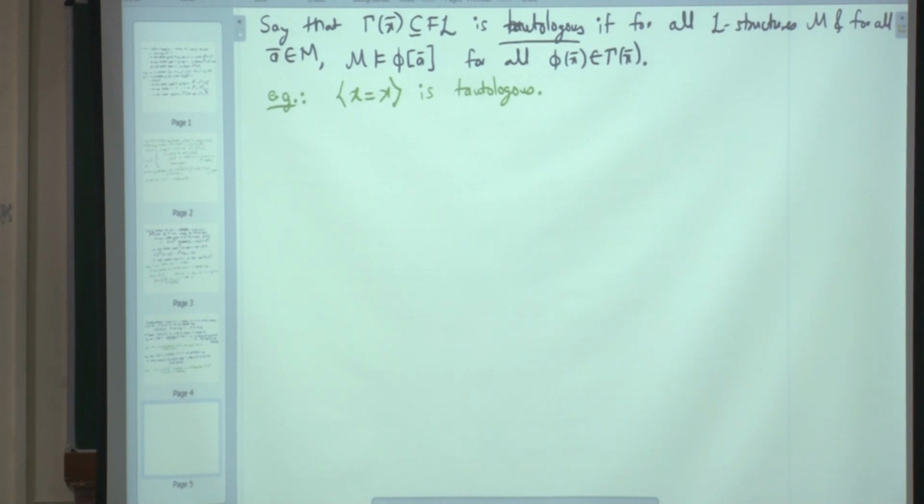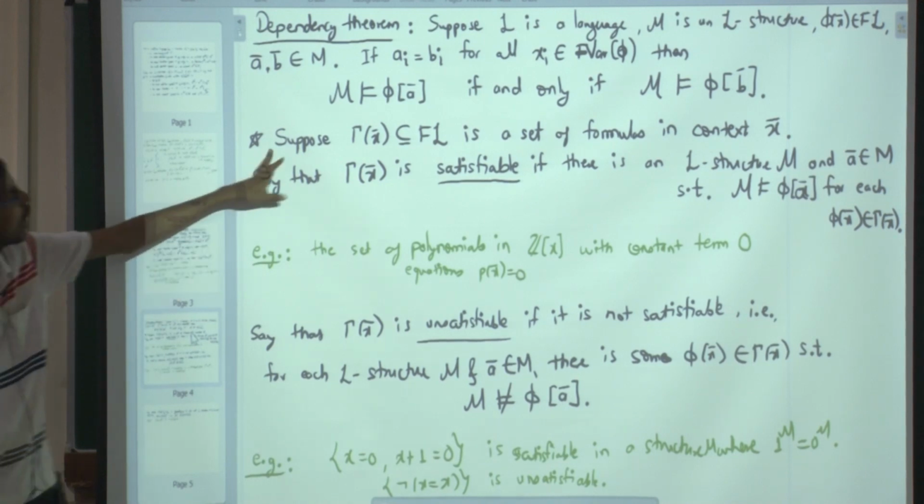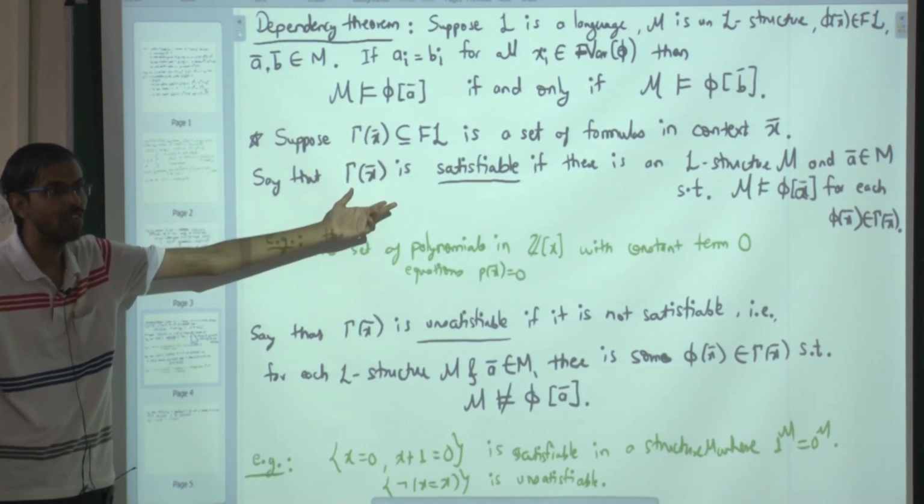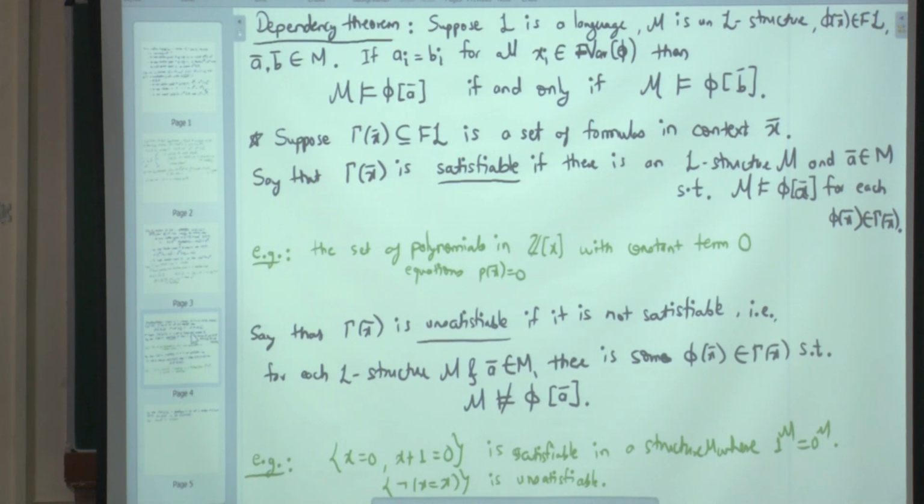Now, these conditions actually become a bit easier when you are not talking about formulas but just sentences. You understand sentences? Sentences are formulas without free variables. So, what will this read like? A set of sentences gamma is satisfiable if there is an L structure M such that phi is true in M for all phi in gamma. You understand? For sentences it's easy because sentences are either true or false without having to worry about what the assignment is.